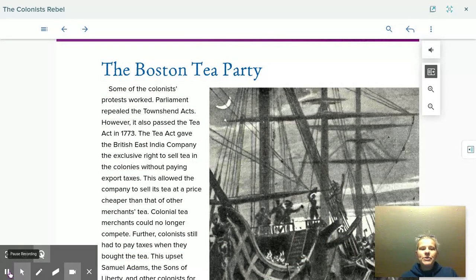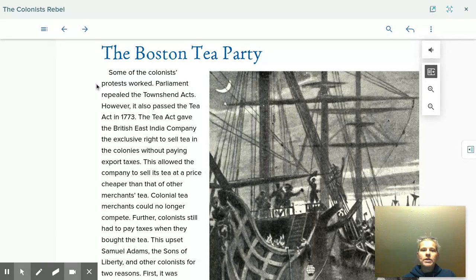Okay, so as you saw in the video at the opening, we're going to go ahead and continue on with the Boston Tea Party. It says some of the colonists' protests worked. Parliament repealed the Townshend Acts. However, it also passed the Tea Act in 1773.